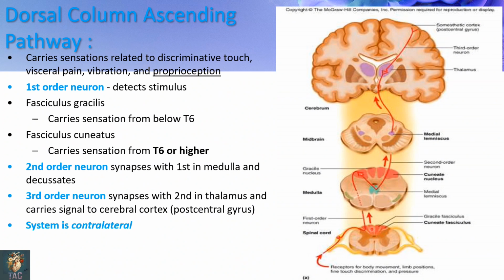There are generally 2 fasciculi in the dorsal column. The medial one is the fasciculus gracilis and the lateral one is the fasciculus cuneatus. Usually the fasciculus gracilis carries impulses below the level of T6, and the fasciculus cuneatus carries impulses from T6 and higher levels. After ending in the nucleus cuneatus or nucleus gracilis, their second order neurons are present over here. Then they cross to the opposite side and ascend, and third order neurons are present usually in the ventroposterolateral nucleus of the thalamus, and then their axons enter into the somatosensory cortex.